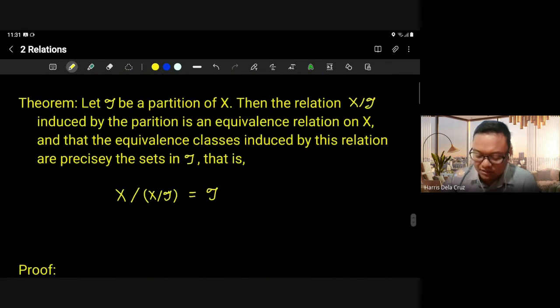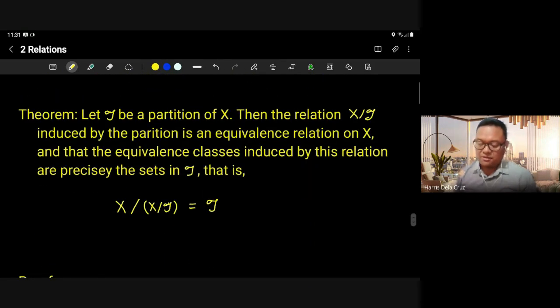So let T be a partition of X. Then the relation X over T, again, this is the induced relation, or the relation induced by the partition. So let X over T be the relation induced by the partition. This is actually an equivalence relation on X. And then the equivalence classes induced by this relation is precisely the partition T.